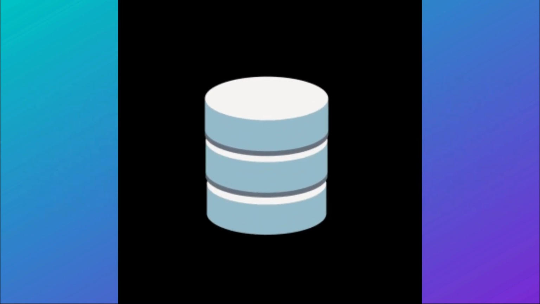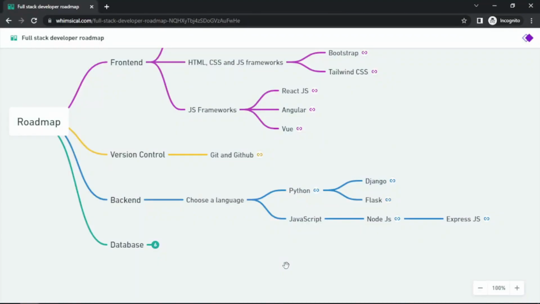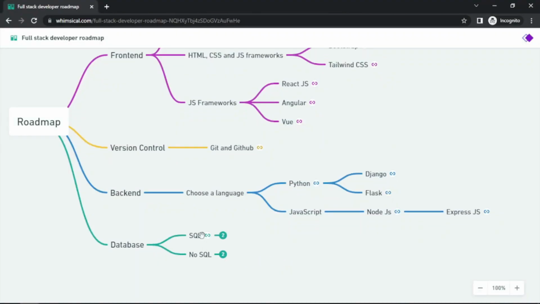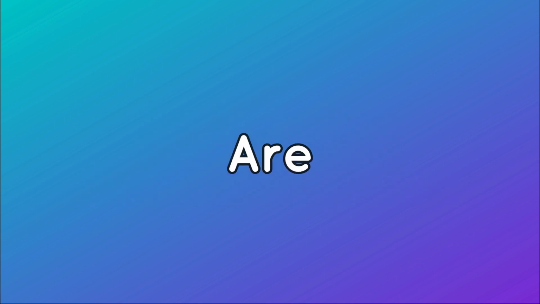Now database is an important thing to learn for backend because all of the CRUD operations you are going to do in backend will be in database. So for database there are two choices. First one is SQL and the second one is NoSQL. Now if you are choosing JavaScript for backend, you can choose NoSQL database as it is the popular option. Or if you are choosing Python for the backend, SQL will be a better option for you.